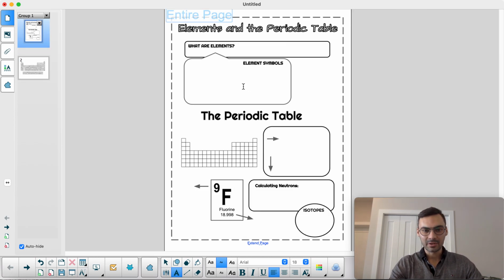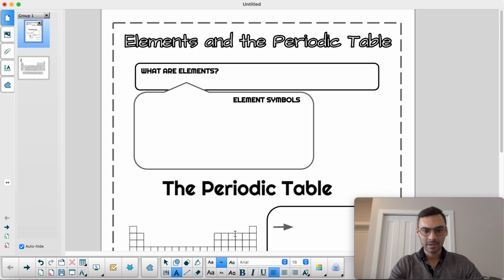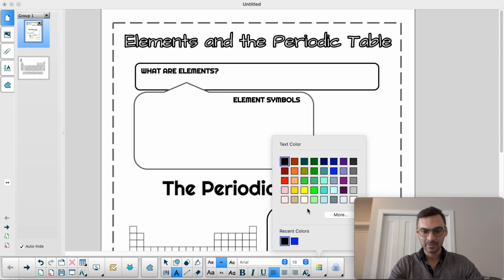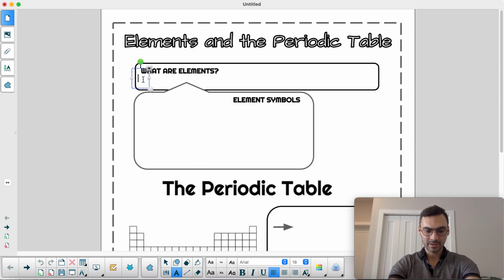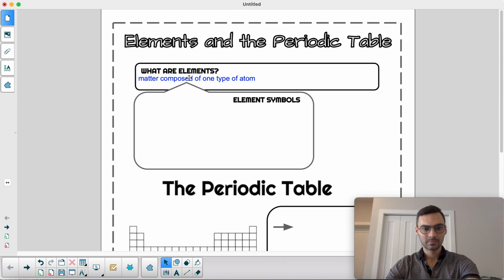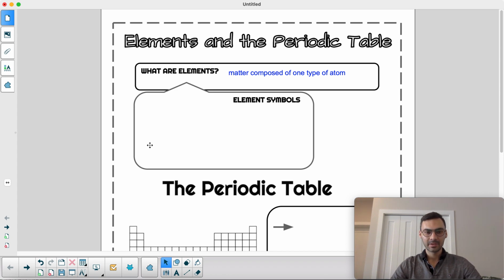Let's get that definition down. So right in the top here, what are elements? That's the box we're going to be filling out. Let's go with blue. Why not? Elements are matter composed of one type of atom. Matter composed of one type of atom.